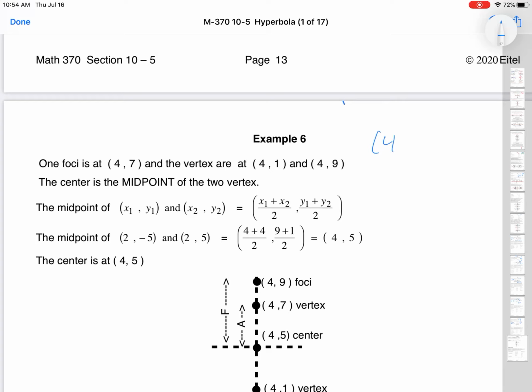So we got 4, 5 as our center. Right in between 9 and 1 is 5. And so everything is happening in the y direction. So we know it's y minus 5 squared minus x minus 4 squared always equals 1. And our job is to find out what's underneath. We definitely know that the distance between 5 and 7 is 2. So a is 2, and a squared is 4. So we know there's a 4 underneath here.